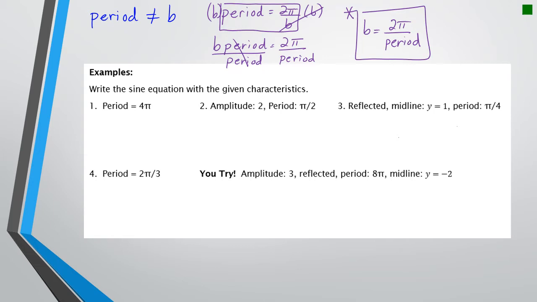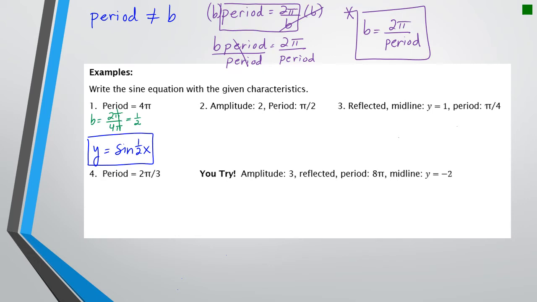So let's take a look here at number 1. It tells me period is 2 pi. So I'm going to use this formula with the star because I need my b value. So I'm going to do 2 pi divided by the period. The pi's cancel, and then 2 over 4 reduces to 1/2. So I'm going to plug 1/2 in for the b value, which is the number that's going to be between sine and x. So here's what my equation looks like. Y equals sine, and then I'd have 1/2 x for my b value.